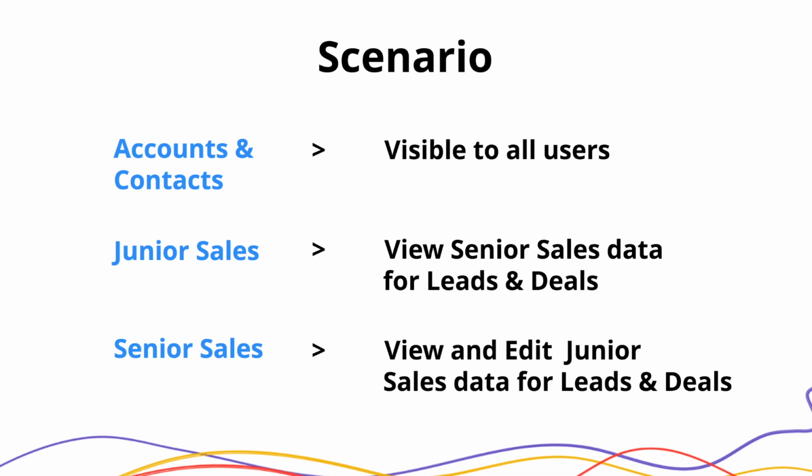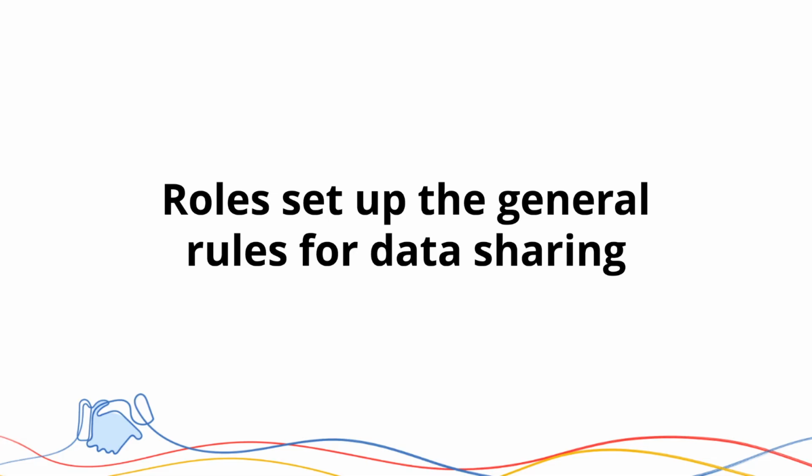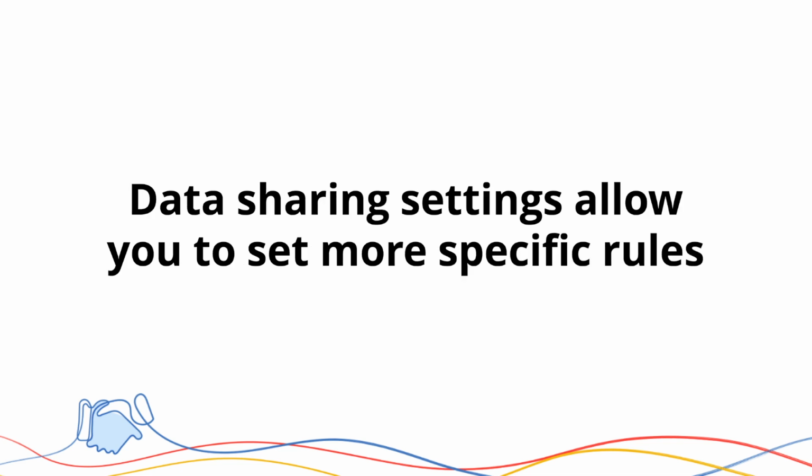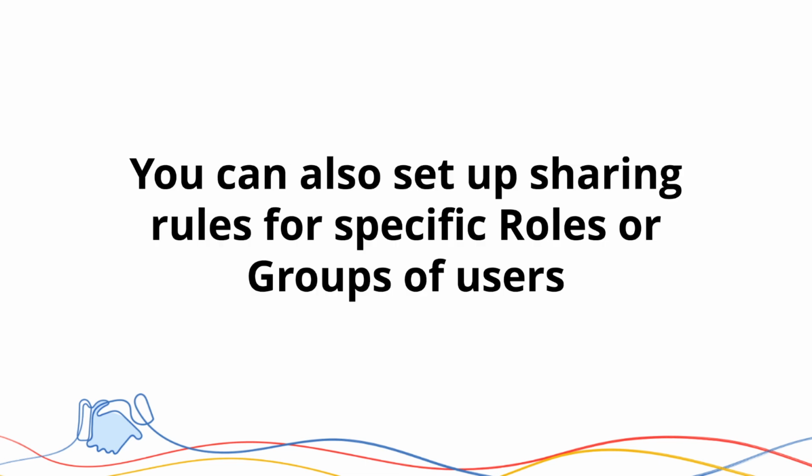Maybe the senior salesmen are going to be taking over some of those records or helping out the junior salesmen with those records, and so they need that access that they don't currently have. We're going to be able to accomplish this with data sharing settings. So data sharing settings allow us to set some specific things. And just a little bit of review: roles, like we just went over, set up the general rules for the data sharing through that role hierarchy. But data sharing settings allow you to set more specific rules within a module or within a group of users. So you can set up default sharing permissions per module, or you can set up sharing rules for specific roles or groups of users.